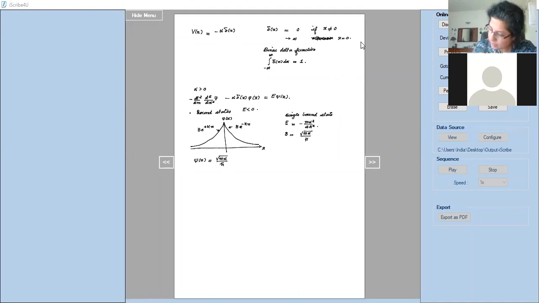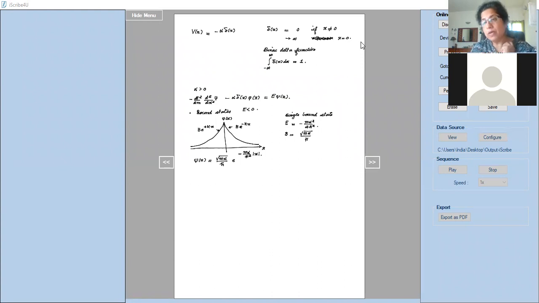So this is e to the power of minus root of m alpha by h cross square, and then you have a mod x. So this is basically your wave function.